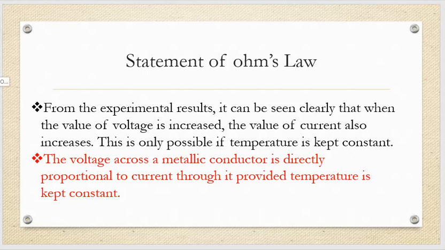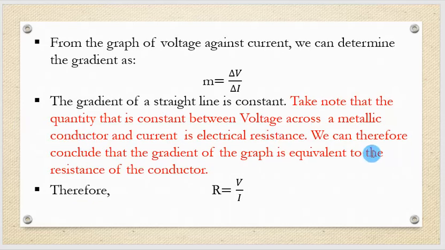Let's look at the statement first. We said the voltage across a metallic conductor is directly proportional to current through it, provided the temperature is kept constant. Then we came up with a graph, and we have seen that the gradient of that graph is constant, and that constant value is the resistance of the metallic conductor. So we can conclude that the gradient of the graph is equivalent to the electrical resistance of a conductor.